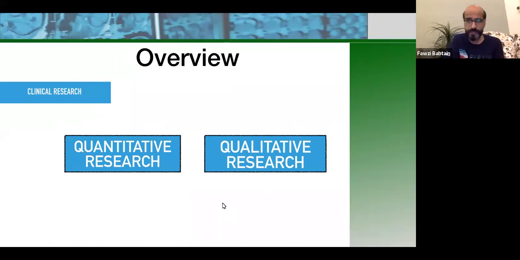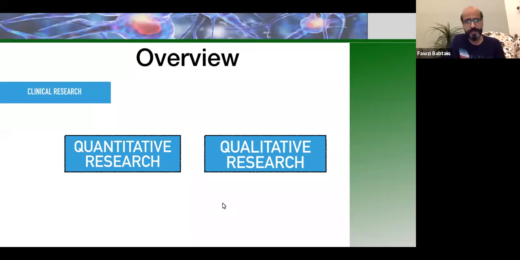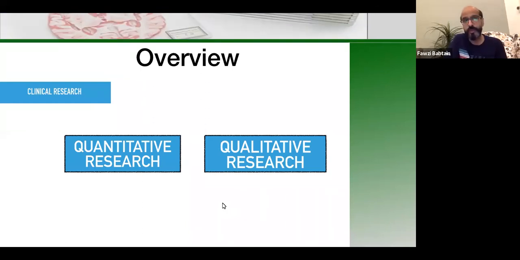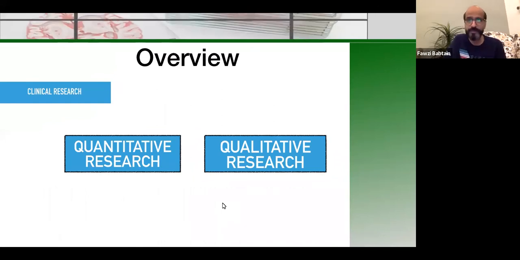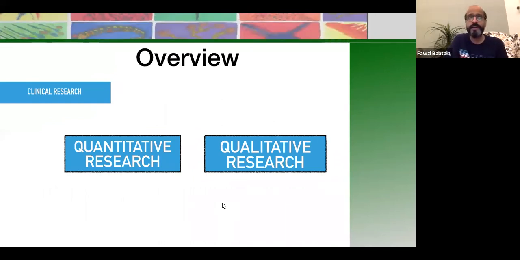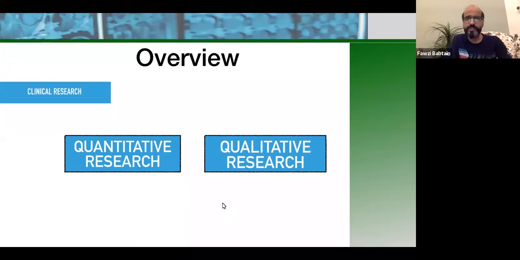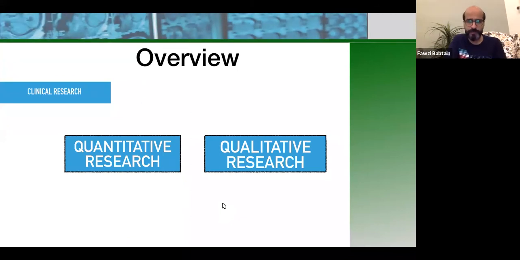When it comes to clinical research, you're dealing with either quantitative research. This is most of what you do. Quantitative research means you're dealing with numbers, you are measuring numbers, and you are estimating odds, relative risk. So you're really dealing with numbers. This is most of what we do in clinical research.